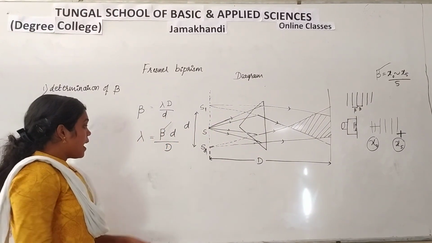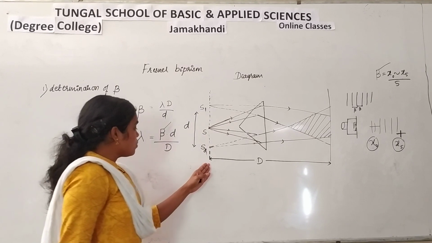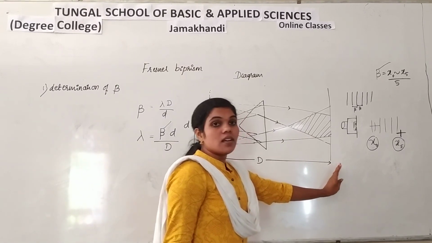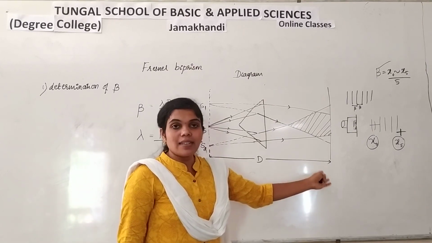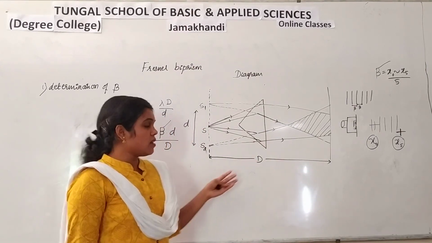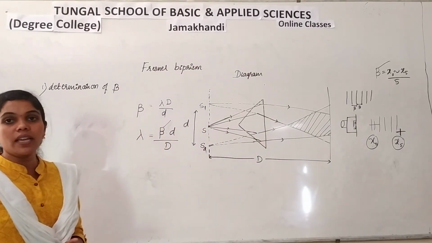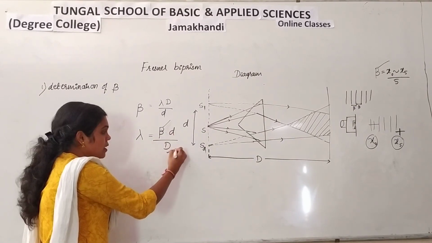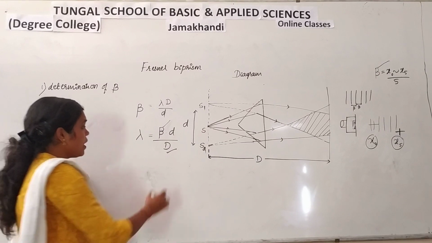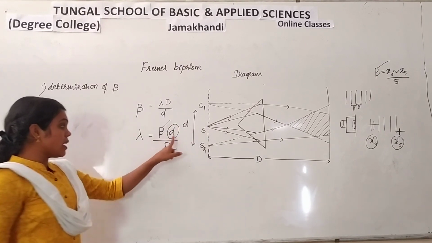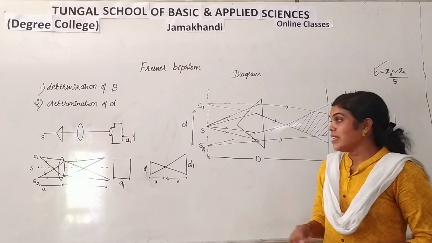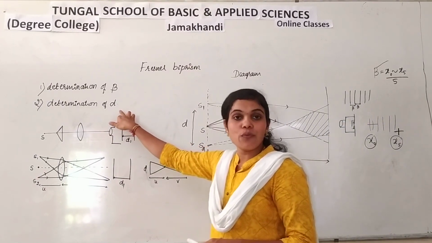Capital D. As I have already told you, capital D is the distance between the source and the screen. With the help of Fresnel scale, we are going to measure it directly, and we get a direct reading for capital D. So here beta is known, capital D is known. Next, what we have to determine is small d.